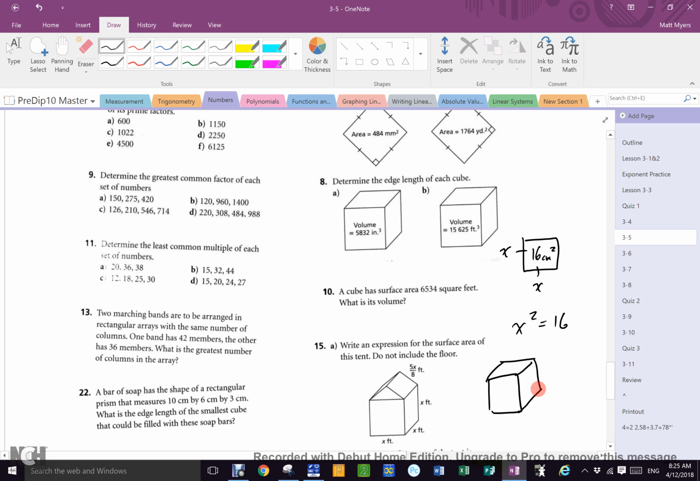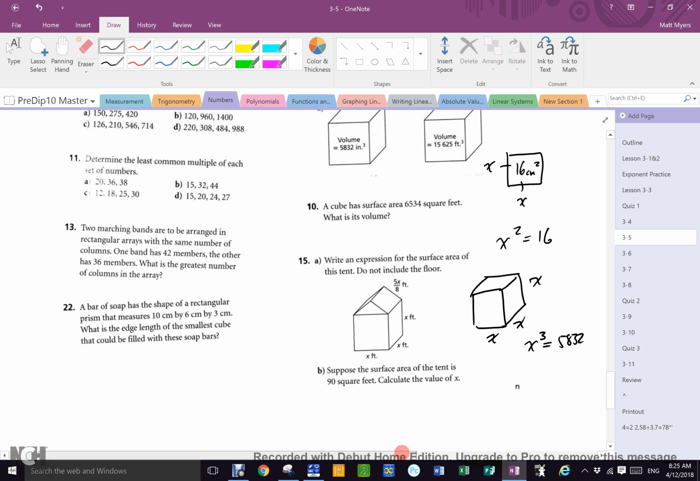How do I find the volume of a cube? Right. But if it's a cube, the length and width and height, they're all what? Same. So it's x, x, x, right? So what's the volume of that cube? X cubed equals, in this case, 5832.